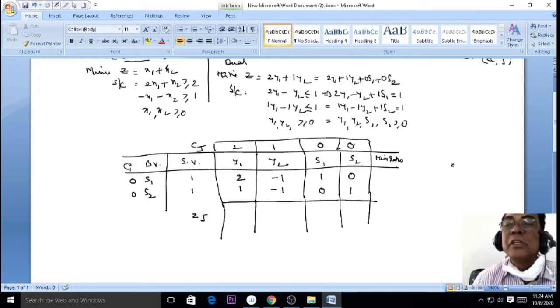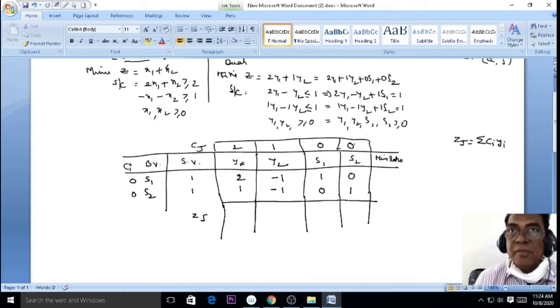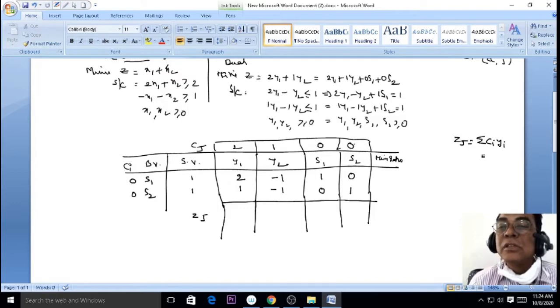Zj means, what is the basic formula for Zj? Please refer to the previous problem. Zj is nothing but sigma Ci into Yi, because here the problem contains Y. In previous problems, X. So 0 into 2 plus 0 into 1. Sigma means addition. 0 into 2 plus 0 into 1 is equal to 0. Please write down 0 here.